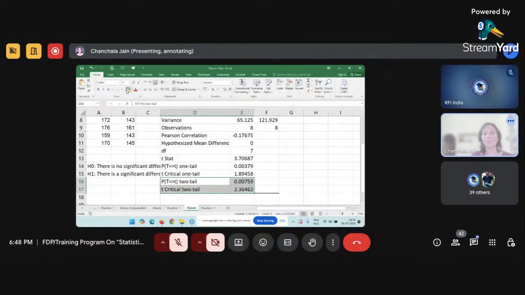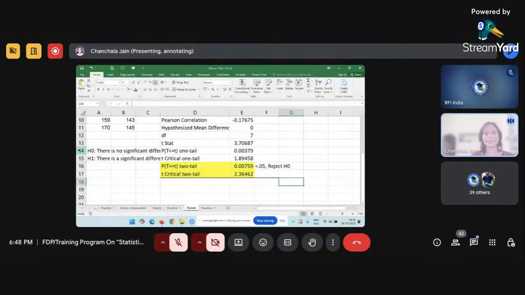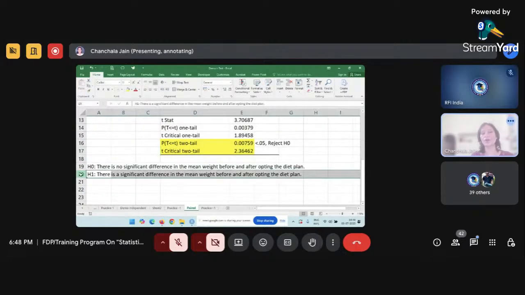So the P value for the two-tailed t-test, you can find, is 0.0759. Just less than 0.05. Yes. That means it's less, we will reject. So when I'm rejecting the null hypothesis, what will I say? I will conclude my output results on the basis of the alternative hypothesis.